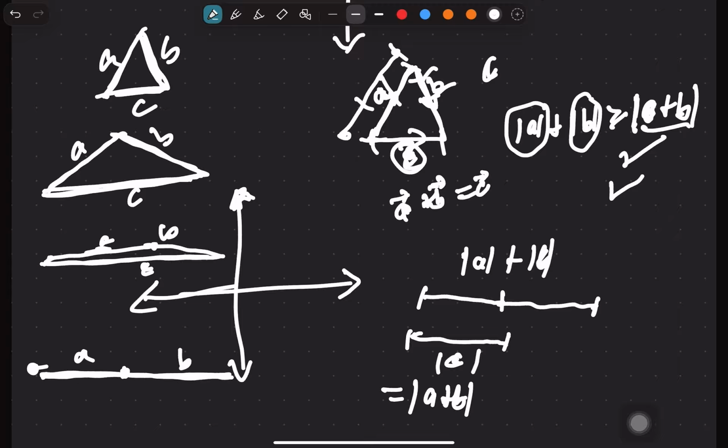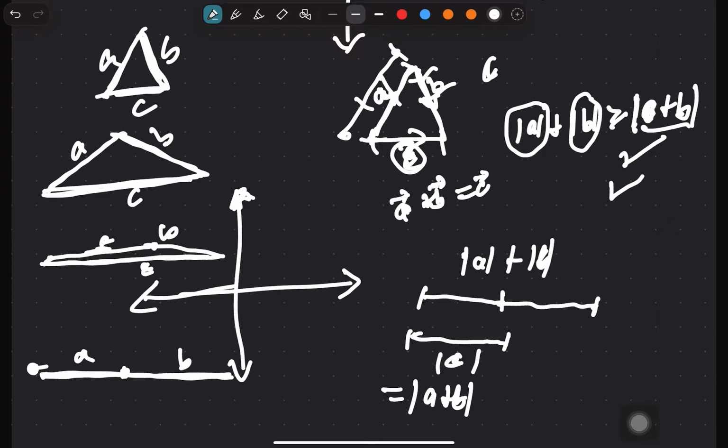Then here we can see clearly that the magnitude of A plus the magnitude of B is equal to the magnitude of C. So that's the worst case, that they will be equal. So that's basically what the triangle inequality is all about.